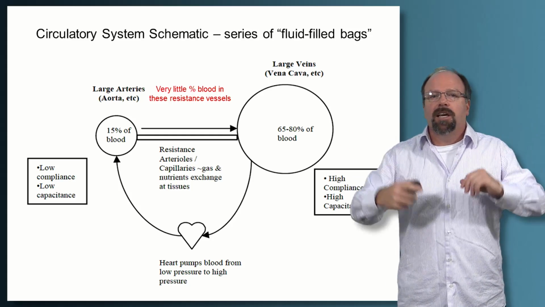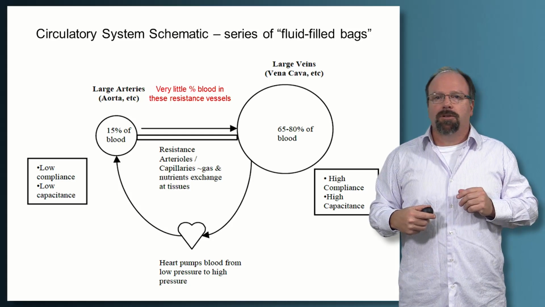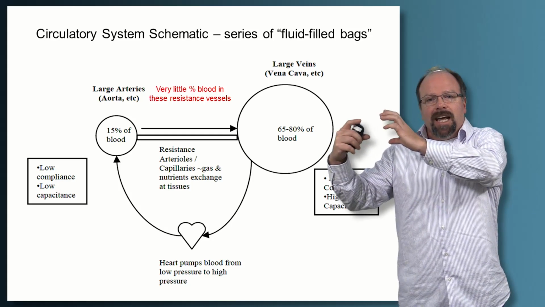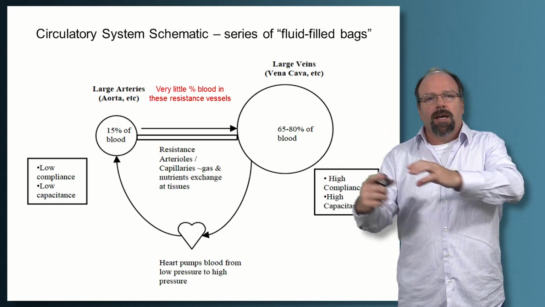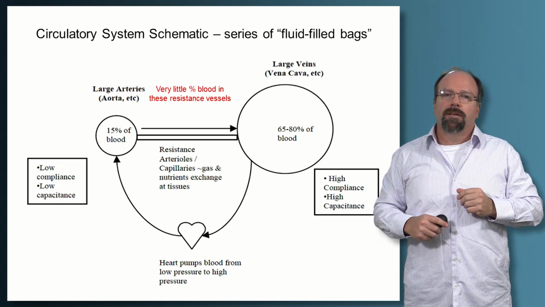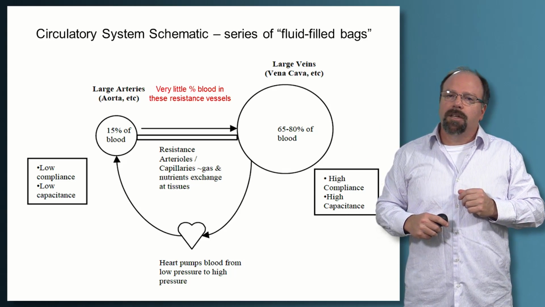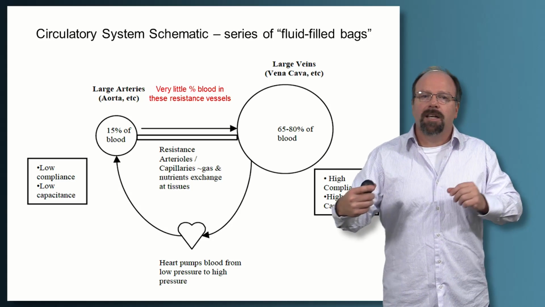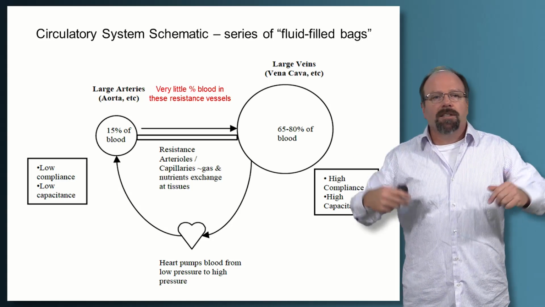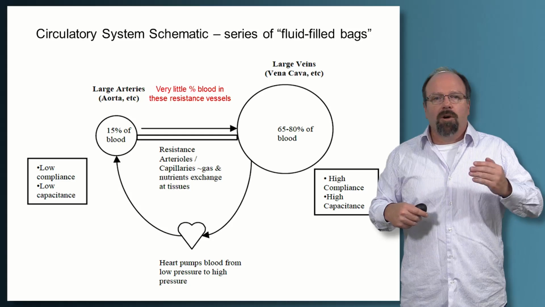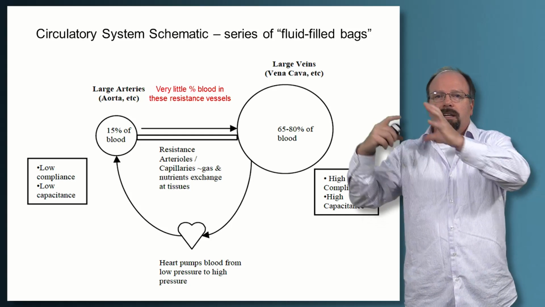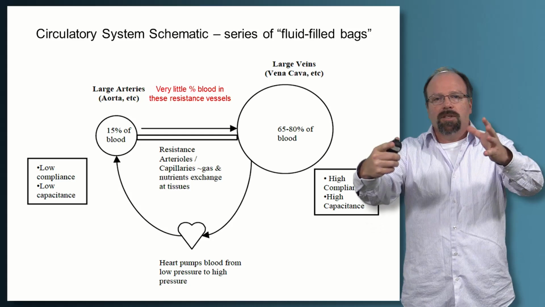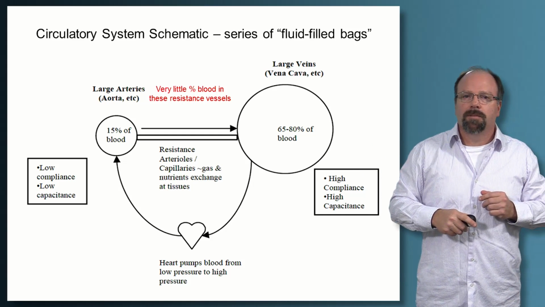And you can see this in the way that the total blood volume is distributed. 70 to 80% of all the blood is found on the venous side of the system, and only 15% is found in the arterial side. And that makes complete sense when you think of it as a series of fluid-filled bags. It's harder to fill a stiffer balloon for the arteries than it is for the veins. And so this is how blood normally distributes.